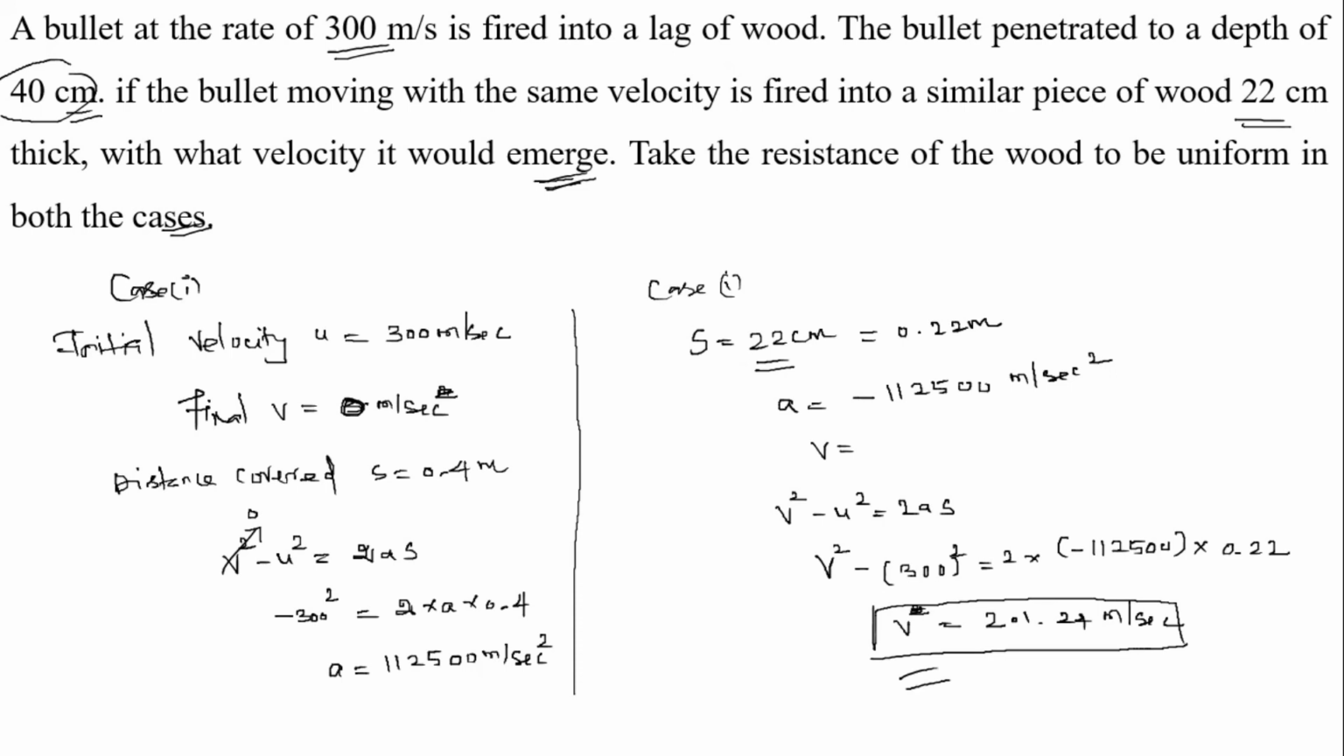So if the bullet moving with the same velocity is fired into the similar piece of wood 22 centimeter thick, then the velocity of the bullet is equal to 201.24 meter per second.